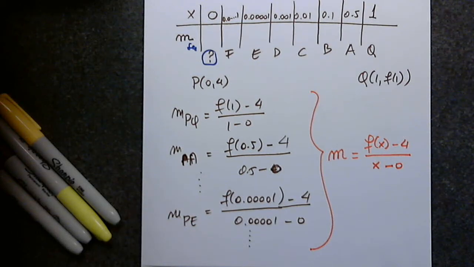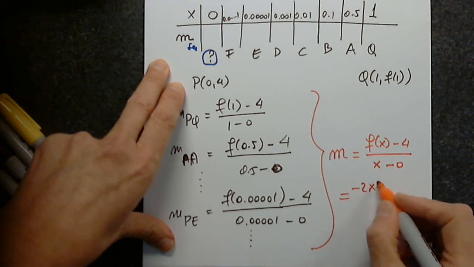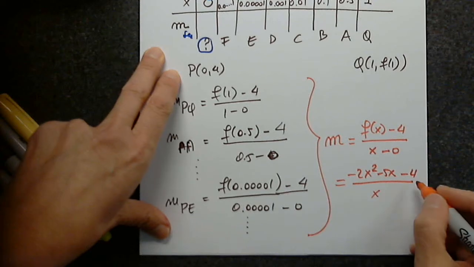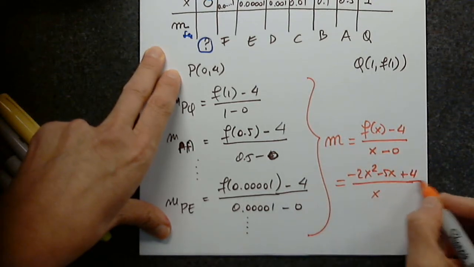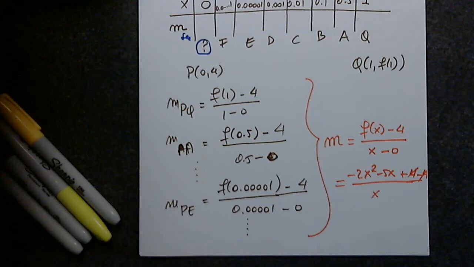True? And now stay with me. What was the function? Negative 2x squared minus 5x minus 4, divided by x. It was plus 4, right? Yeah. And then minus 4. Do not simplify, because that's a very unique case in which we can simplify.